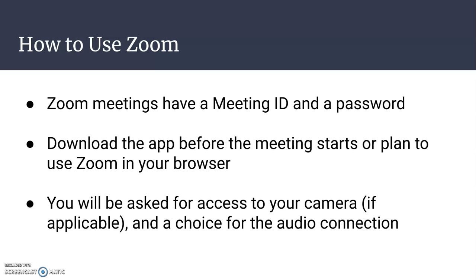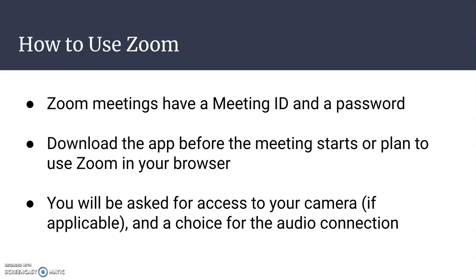So how to use Zoom? Zoom meetings will have an ID and usually a meeting password. A lot of times you'll get this in an email if you register for an event, or if someone sets up a meeting with you, you'll get an email with the information about the ID and the password. When you log into Zoom and you go to join a meeting, a lot of times you can join right from clicking the link in that email or the notice. Otherwise, you'll be asked for the meeting ID and then the password to join the meeting.